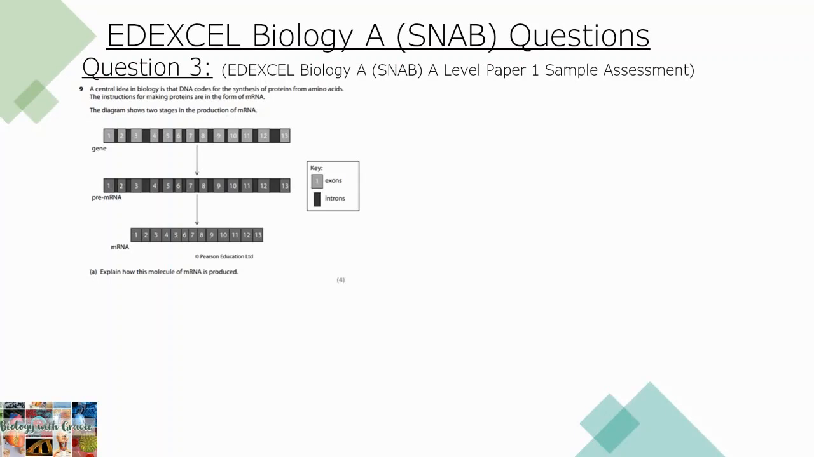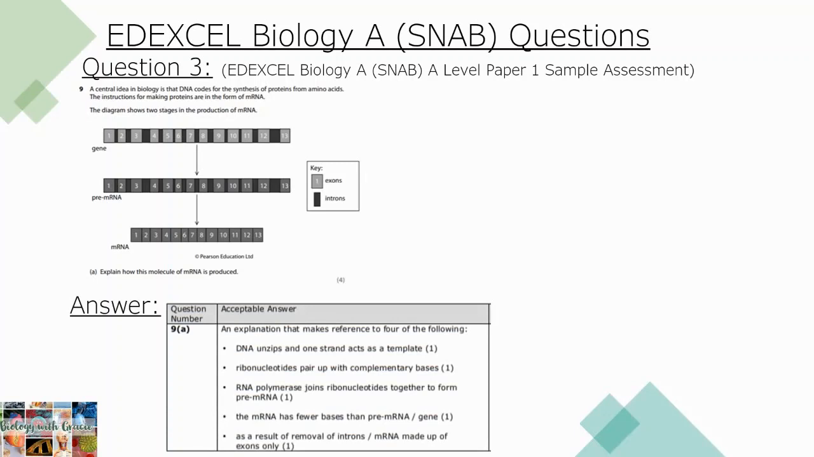So even if we hadn't explained splicing to you, the diagram actually shows it very clearly that in fact these introns are removed, so you don't even really need to know what they mean. You just need to look at the diagram for this. But here we have our answer. Now this is from a sample assessment, and it does say ribonucleotides, but actually in the further papers you don't need to say ribonucleotides, you just need to say nucleotides or RNA nucleotides.